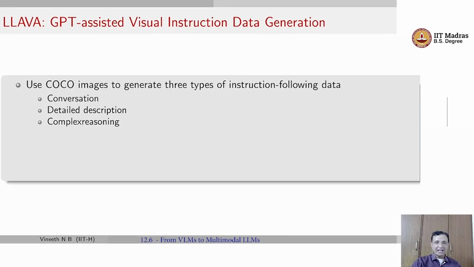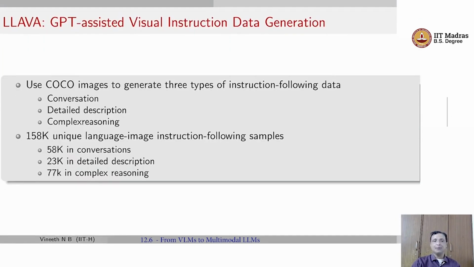Now, how do they go about training this model? They take the COCO dataset and use the images in that dataset to generate 3 kinds of instruction following data: conversations, detailed descriptions, and complex reasoning. They totally generated about 158,000 unique language-image or vision-language instruction following samples, with about 58K in the conversation category, about 23K in the detailed description category, and about 77K in the complex reasoning category.